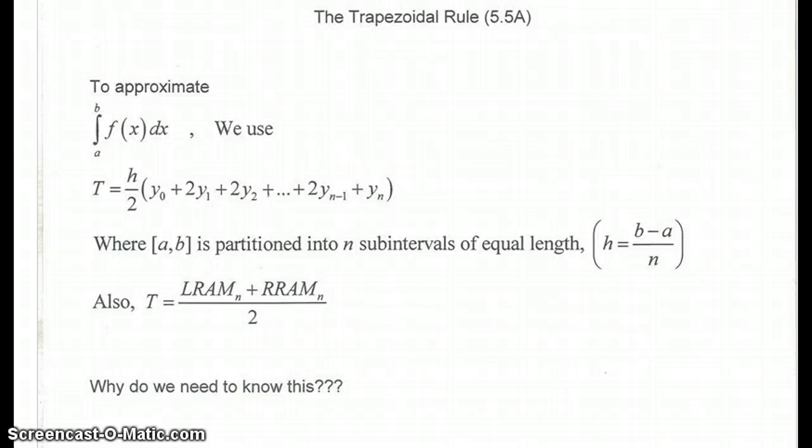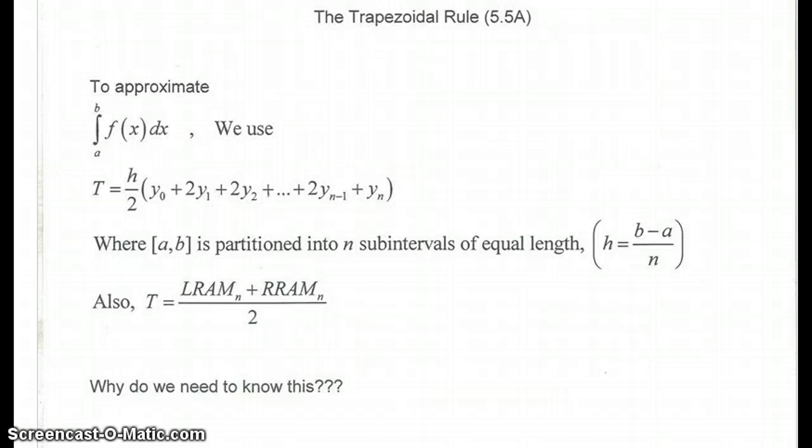Realize this is where a to b is our interval, and it's partitioned into equal subintervals where h is equal to b minus a over n. We can also calculate this if we have our rectangular approximation methods with the left and right summed and divided by 2.